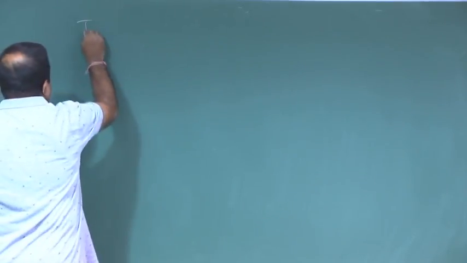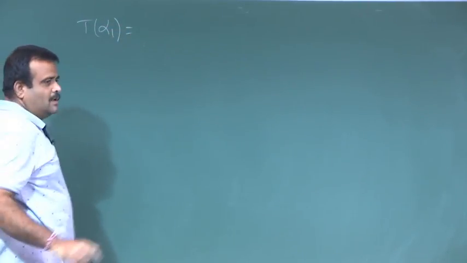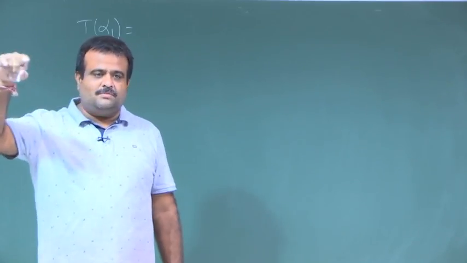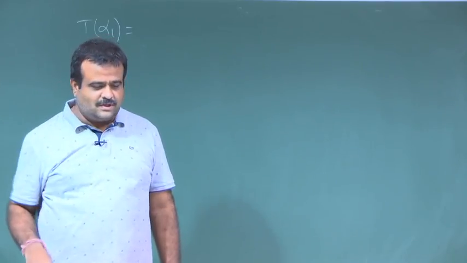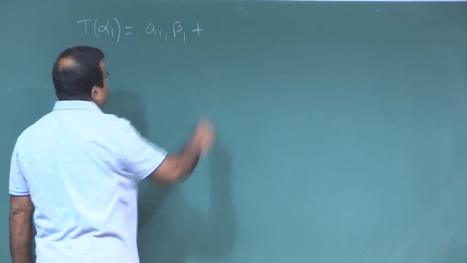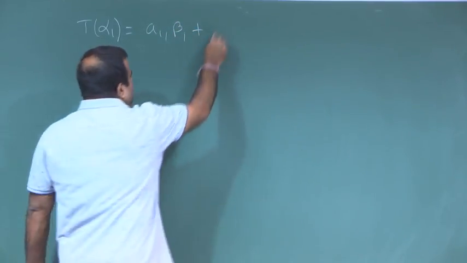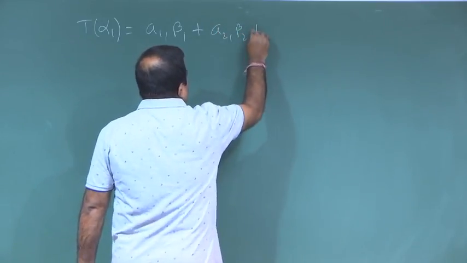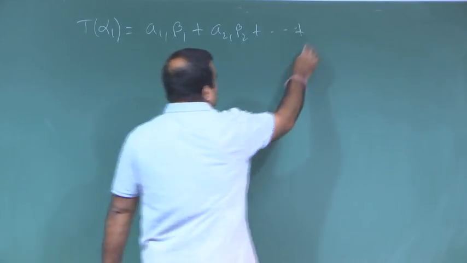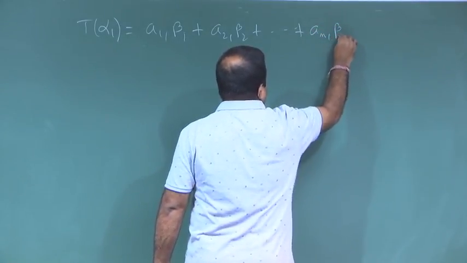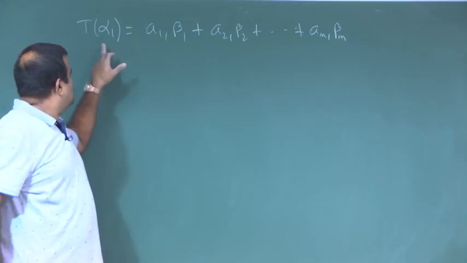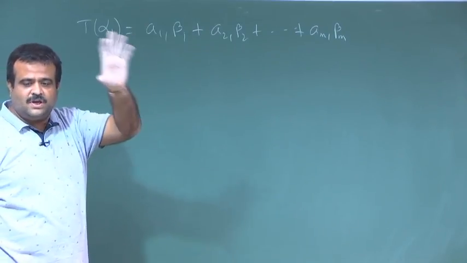So, T of alpha 1 will be a vector in V. So, a vector in V will be written as some linear combination of the ordered basis. So, suppose that is basically a 1 1 beta 1 plus a 2 1 beta 2 plus, how many elements? There are m elements. So, a m 1 beta m. It has to be written as a linear combination of the basis of V, because this T of alpha 1 is an element in V.